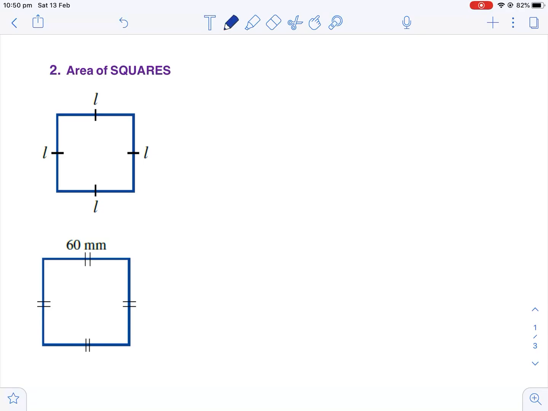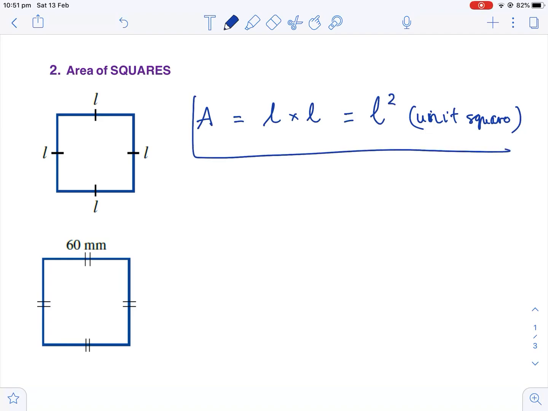And the formula to find the area of a square is L times L, the two adjacent sides multiplied together, as we did with the rectangle. And L times L in algebra is L squared, and it is unit square. Okay, so this one is the formula. You need to copy that down and frame it.